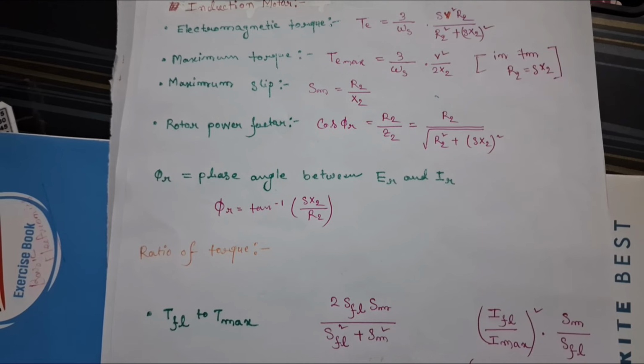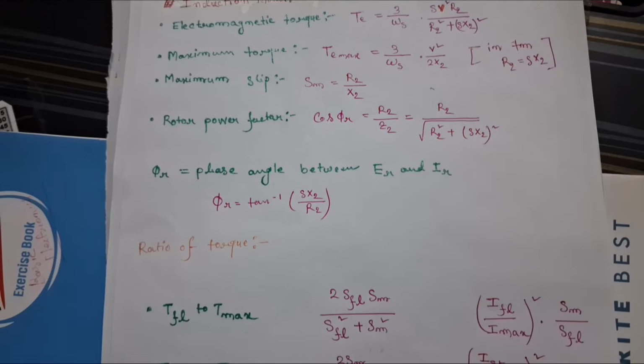There is another formula. The formula is (I_FL by I_max) whole squared into S_M by S_FL. Here I_FL is full load current, I_max is maximum current, S_M is maximum slip, S_FL is full load slip.